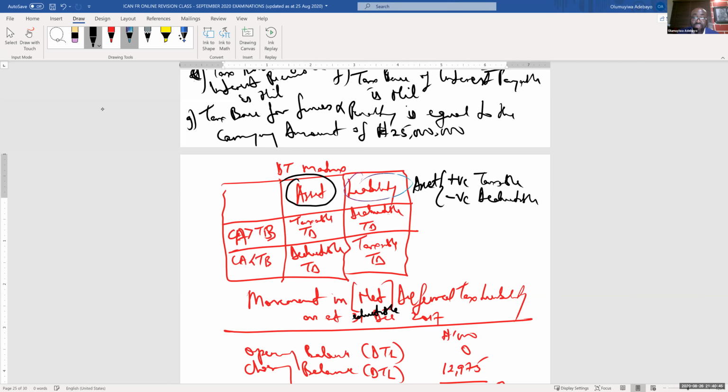Now, for a liability, anytime the carrying amount is greater than tax base, it is deductible, negative. Anytime the carrying amount is less, because I've told you before that asset and liability are like opposite, it will be positive, and it is taxable. And that is the methodology we have adopted. Is that clear? Yes, very clear, sir. Thank you, sir.